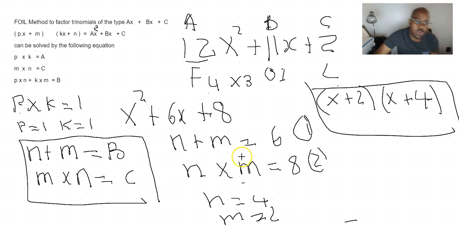So this is really easy. You got one equation. Every time you have a equal 1, instead of using all those variables, you can put it this way: n plus m equal b, m times n equals c.